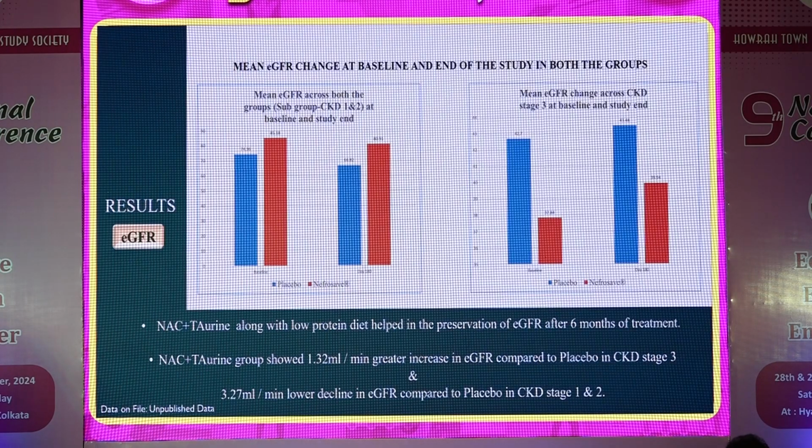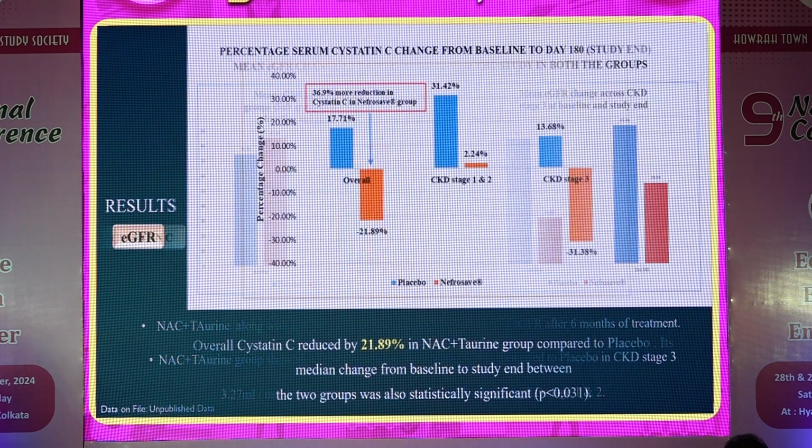6 months was our study period. NAC-taurine group showed 1.32 ml greater increase in eGFR compared to placebo when we spoke about CKD stage 3. And in stage 1 and stage 2, there was 3.27 ml lower decline in eGFR compared to placebo.